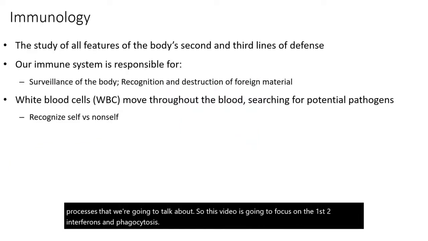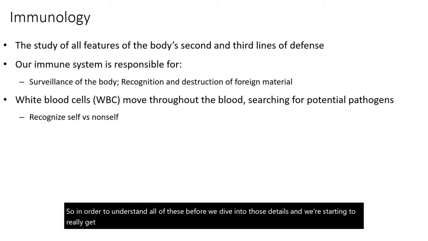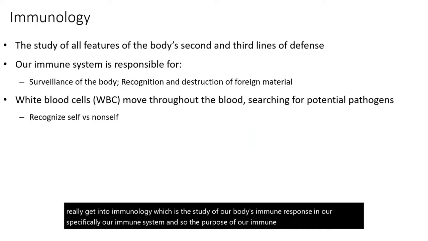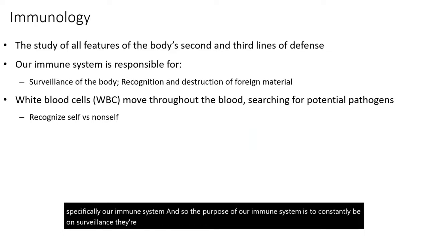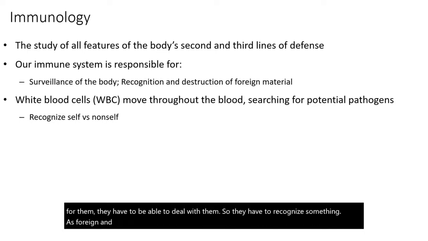So in order to understand all of these, before we dive into those details, we're starting to really get into immunology, which is the study of our body's immune response, and specifically our immune system. And so the purpose of our immune system is to constantly be on surveillance. They're constantly looking for pathogens. But not only are they looking for them, they have to be able to deal with them. So they have to recognize something as foreign and target it for destruction.